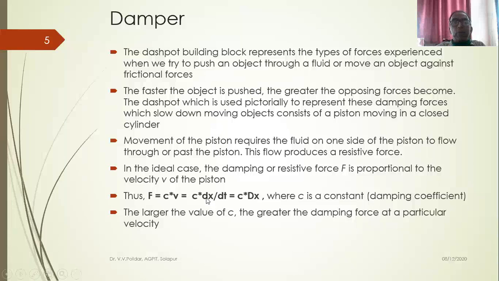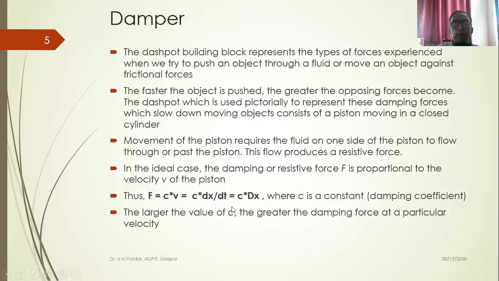This capital D corresponds to d by dt, isn't it? We have studied this in mathematics. Capital D corresponds to d by dt, and x is x. So capital Dx corresponds to dx by dt, which is velocity. So the damping force F is equal to damping coefficient into velocity, that is equal to damping coefficient C into velocity dx by dt, that is equal to C into capital Dx, where C is the constant damping coefficient.